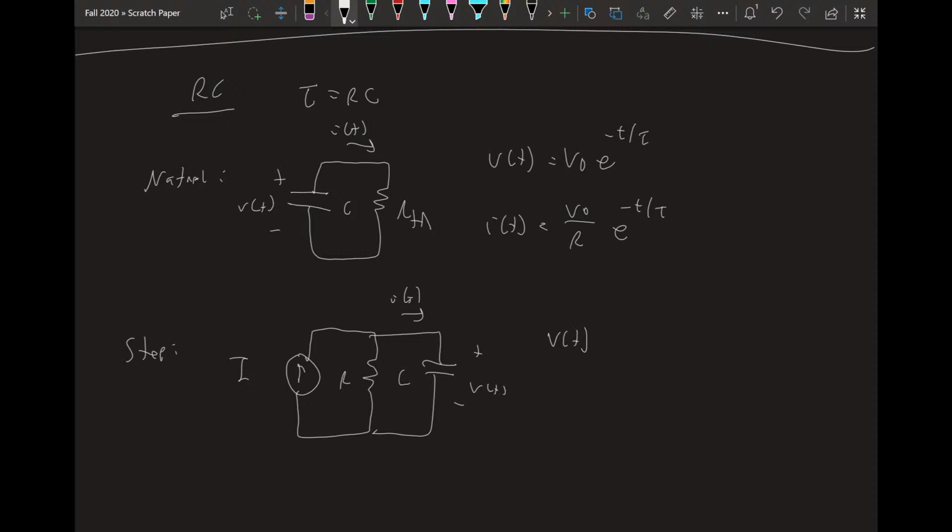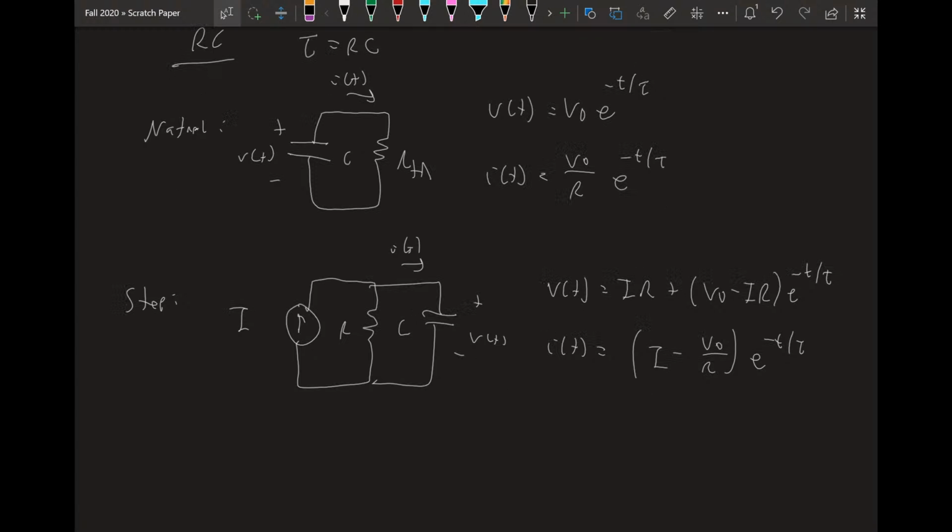The voltage as a function of time is going to equal the initial current coming in times the resistance, plus the capacitor's initial voltage minus that same term, and then e to the negative t over tau. The current is going to equal that initial current minus V naught over R, e to the negative t over tau. So the goal to solve an RC circuit is to get them into a form you know, and then apply your equations. Also find your initial voltage and stuff, right?